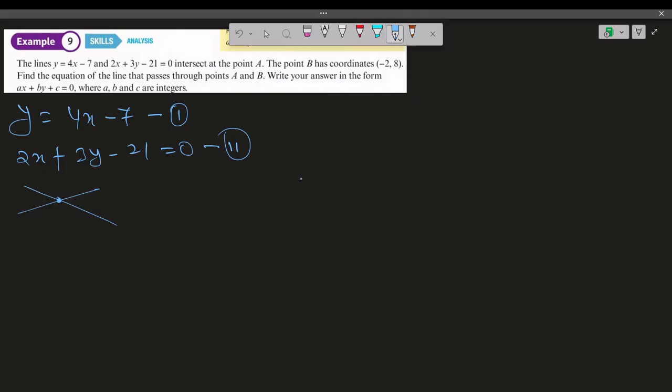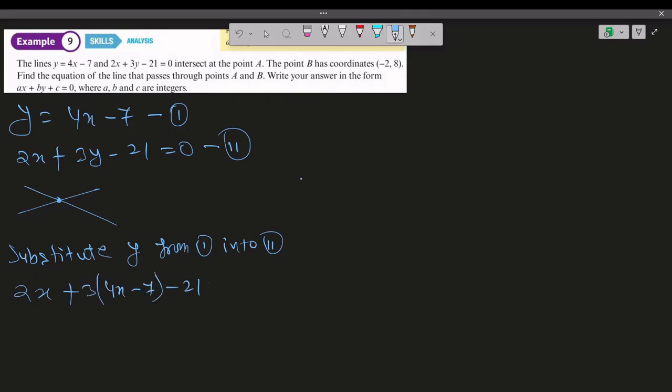Let us use the method of substitution, where I will substitute y from equation number 1 into equation number 2. So my equation number 2 will be like this: 2x plus 3 times, in place of y, I am substituting 4x minus 7, minus 21 equals 0. Now when I substituted, we got an equation with just one variable. Here in this equation, x is the only unknown, x is the only variable. So we can find x.